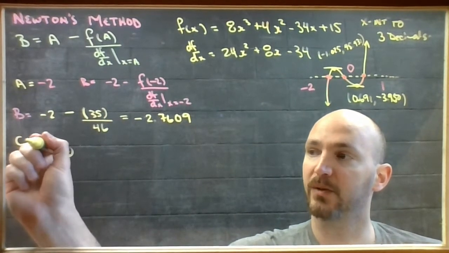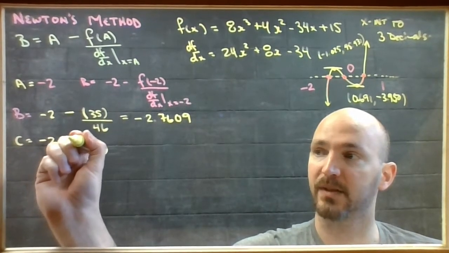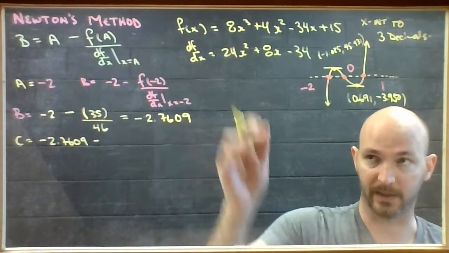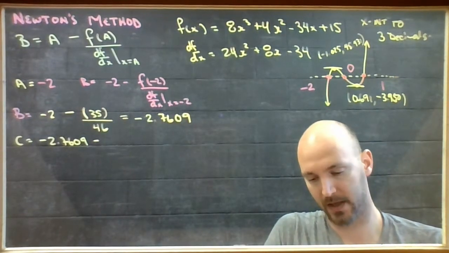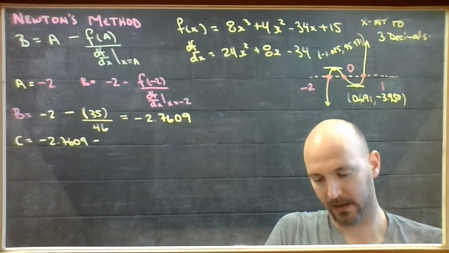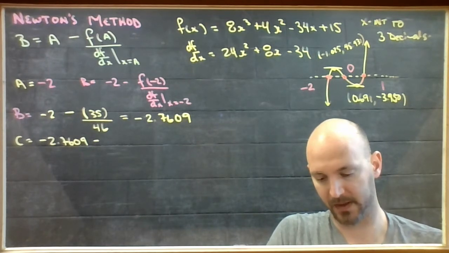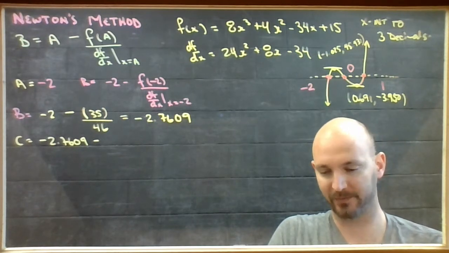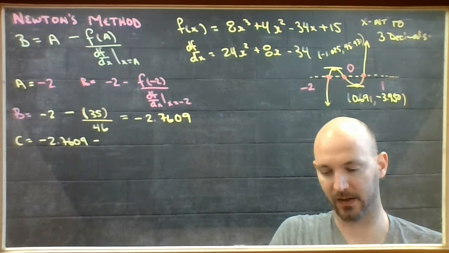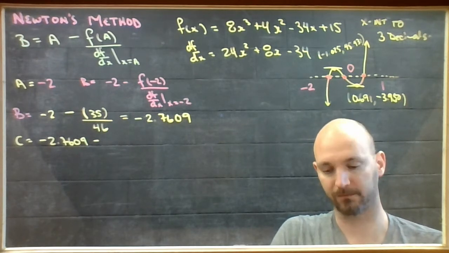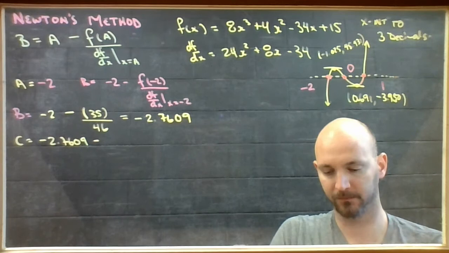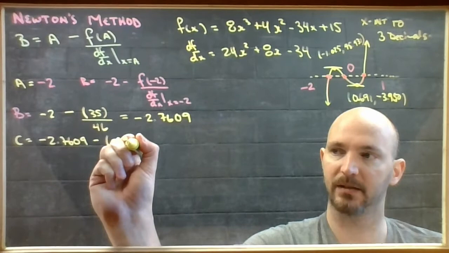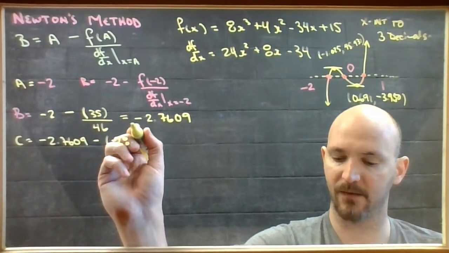Great, so to get my new guess, I'm going to take -2.7609, and I'm going to subtract from it the function evaluated at that, so I'm going to have to do 8 times my answer cubed plus 4 times my answer squared. I almost said a bad word. Getting tired of this calculator. All right, that gives me -28.9965.